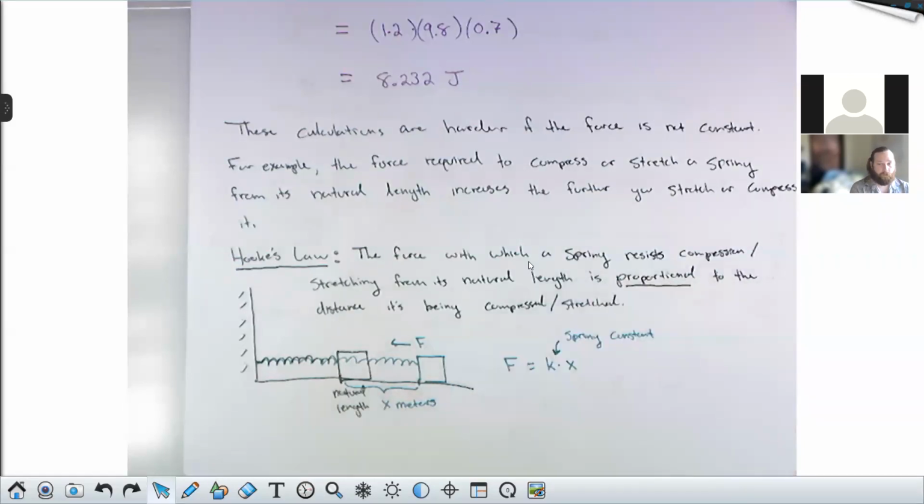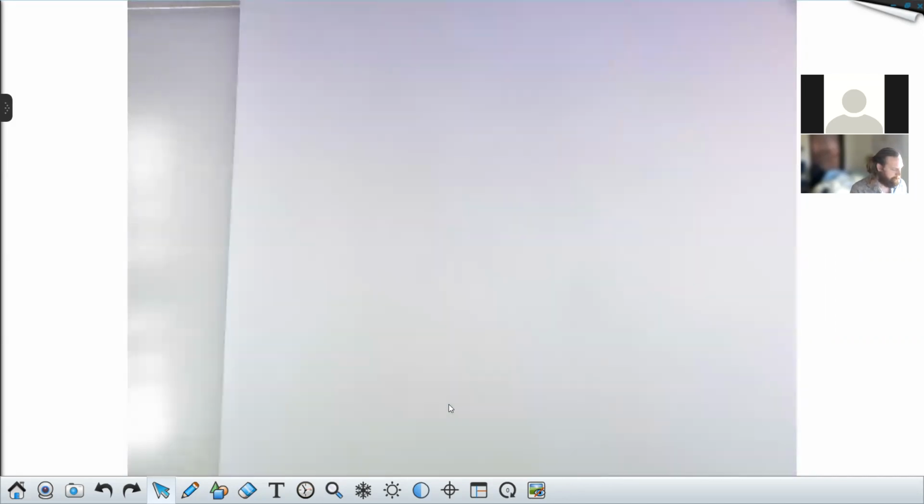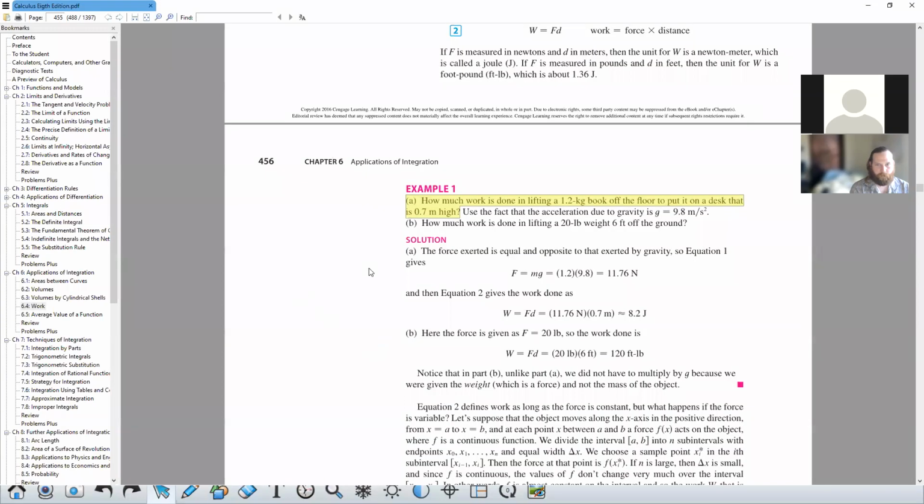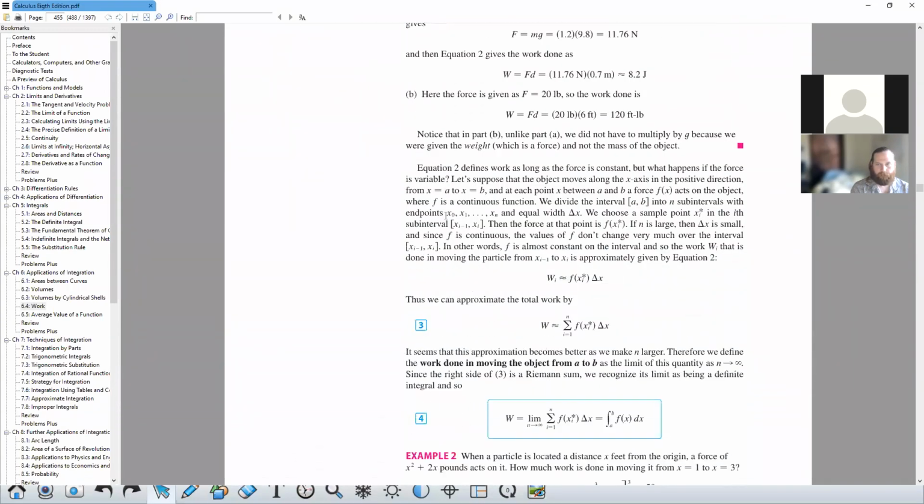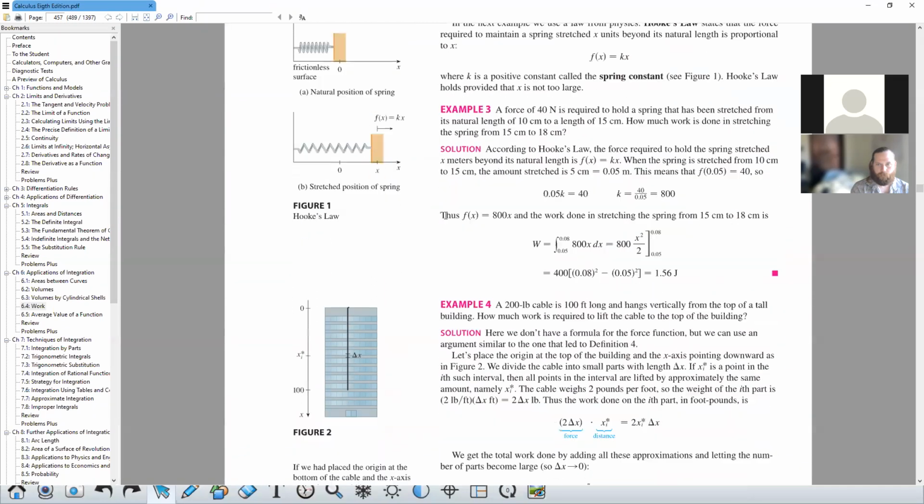So what I would like to do now is calculate the work that is done if I want to stretch out a spring or compress a spring. Physics and calc go together like peanut butter and jelly. So I'll grab an example from the textbook. A force of 40 newtons is required to hold a spring that's been stretched from its natural length of 10 centimeters to a length of 15 centimeters. How much work is done stretching the spring from 15 to 18 centimeters?